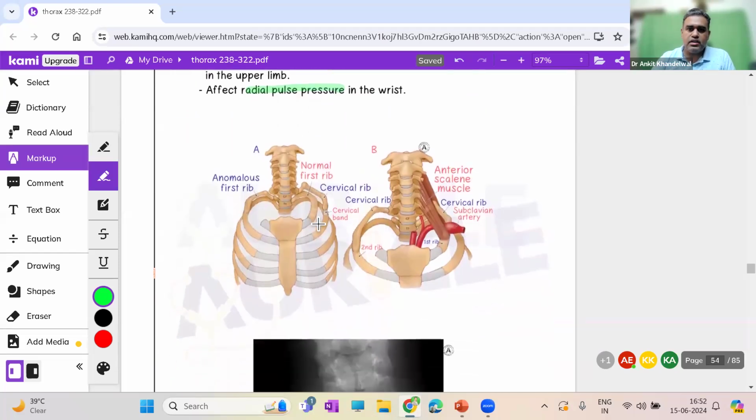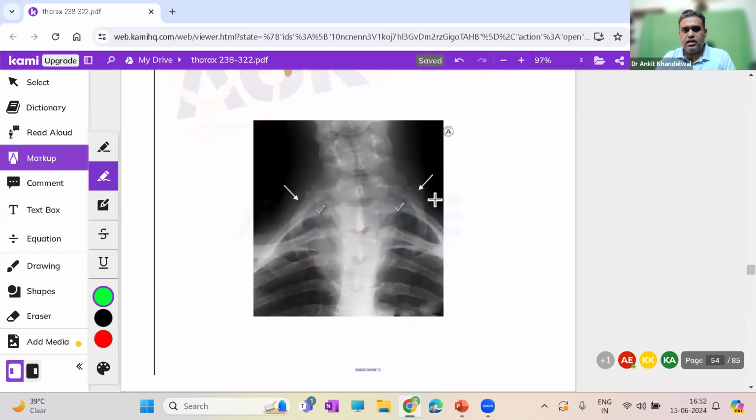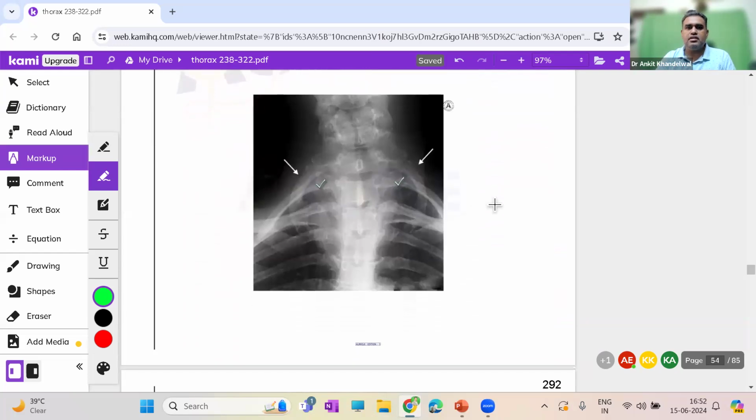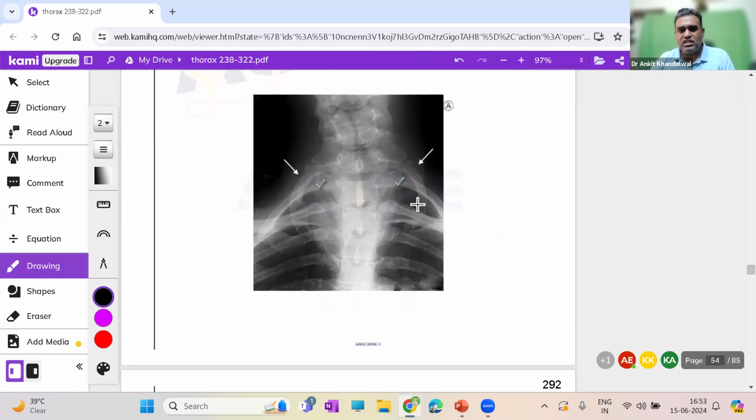You have scalenus anterior muscle, and behind it you have cervical rib. This is the area of the scalene triangle that is actually getting reduced by the presence of another structure. Here you can diagnose it in an X-ray. On a practical standpoint, this question might come like this: you can identify the problem, cervical rib is there, fine, you will be given marks.